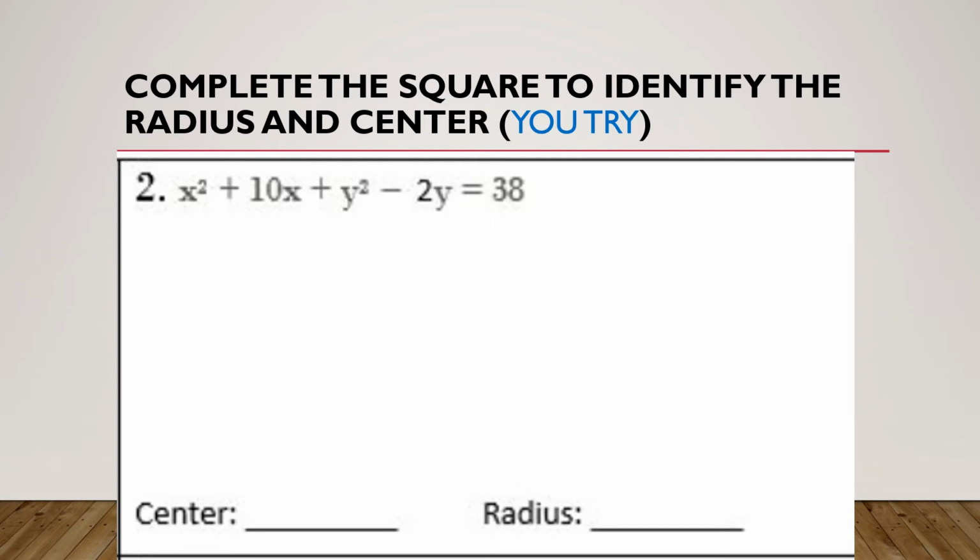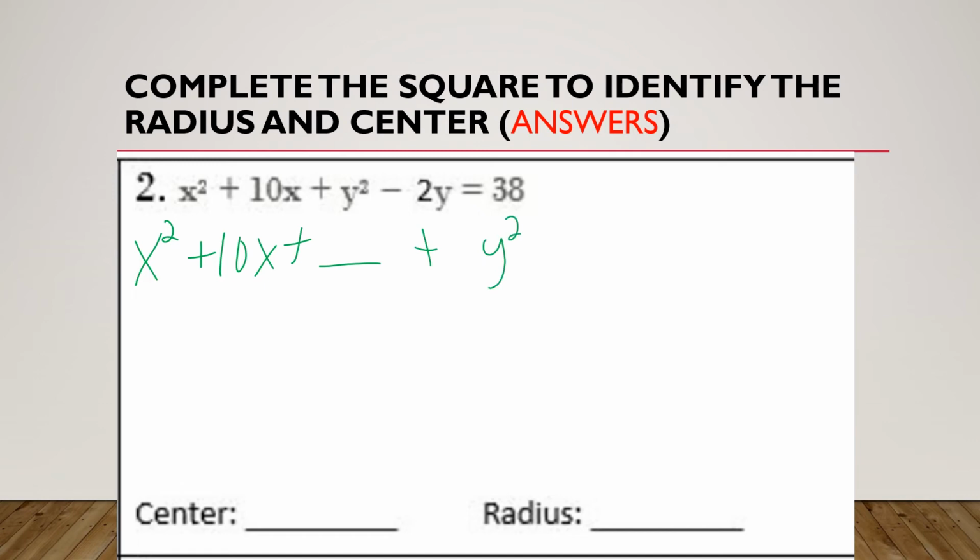So then we're going to try practice number 2. So again, if you have not done it yet, go ahead, pause the video, try it yourself, then unpause when you're ready to go over it. So again, since we're not in that equation form for a circle, we have to use completing the square. So again, we're going to start with x squared plus 10x plus, leave our blank. And then for our y, same thing, y squared minus 2y plus blank is equal to 38. And now we can do the completing the square process.